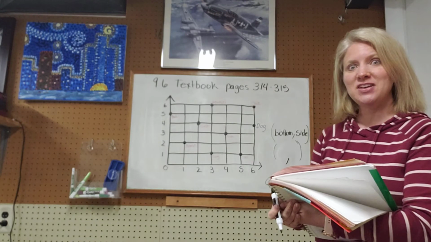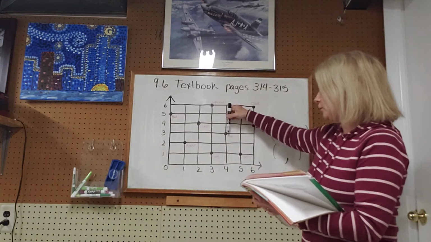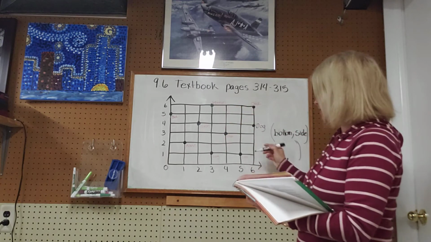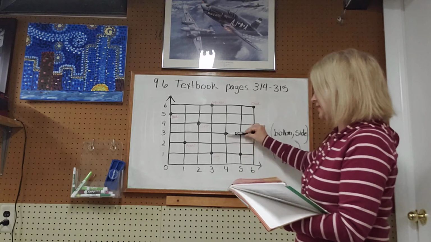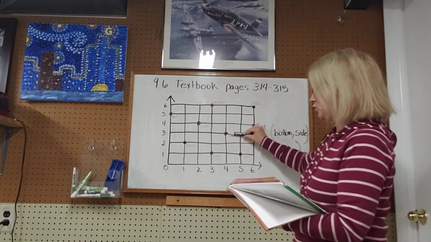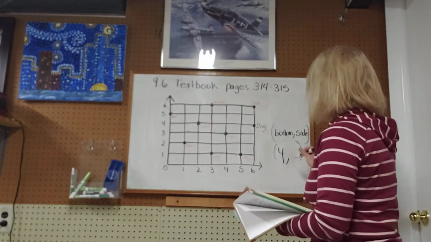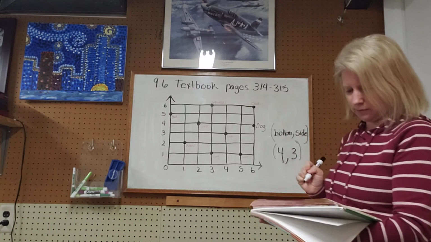Okay, let's find the fish. Fish is right here. Remember, we have to go down and find our bottom number first, and the bottom number is at 4. Then we find the side number. We find fish, and we follow that line all the way over, and we see it at 3. So our coordinates are 4, 3 for the fish.